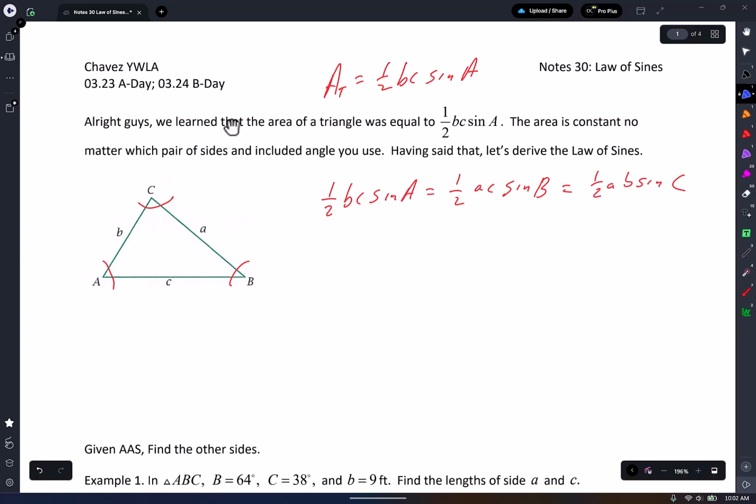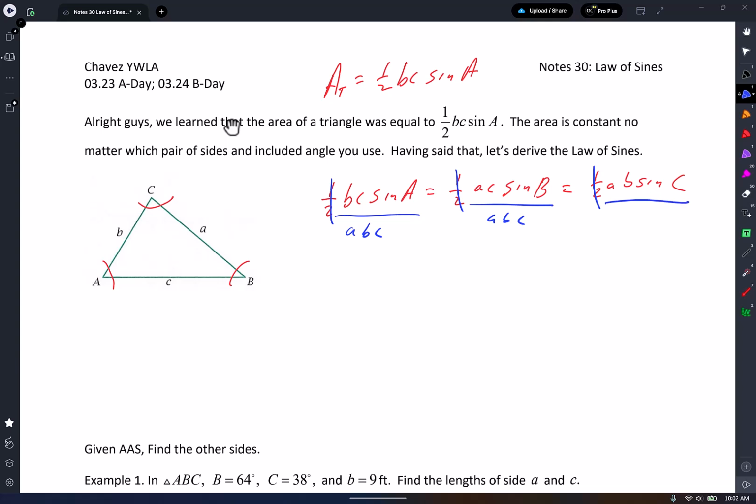So I can see here, because all three equations are equal, I see a half that I can just get rid of. Bam, bam, and bam. And if I divide by ABC for this one, then I have to divide by ABC on that one and this one. And then I get something like this. Notice that the B and the C cancel out, and I have sine A over little a equals, and then notice that the A and the C cancel out, and I have sine B over little b. And notice that the A and the B cancel out, and I have sine C over little c.